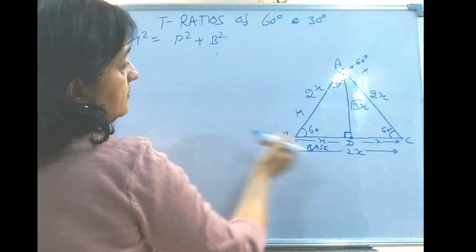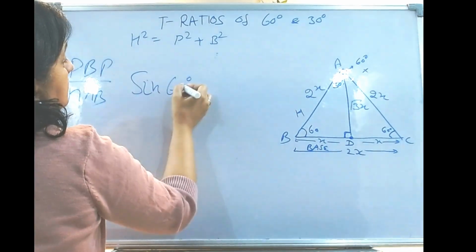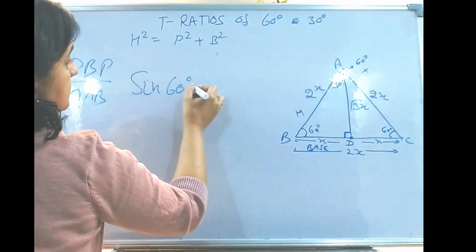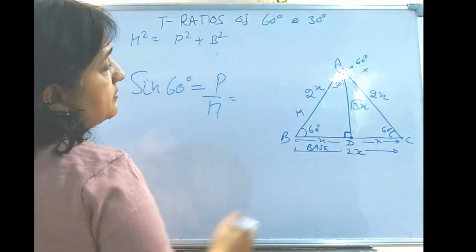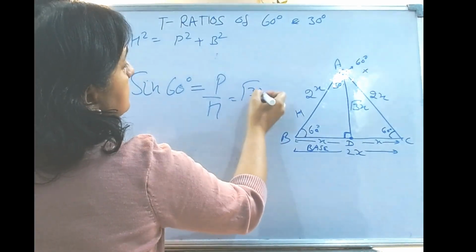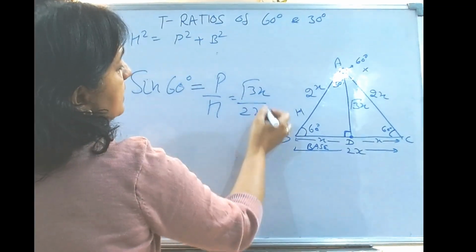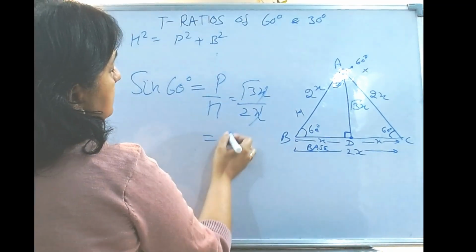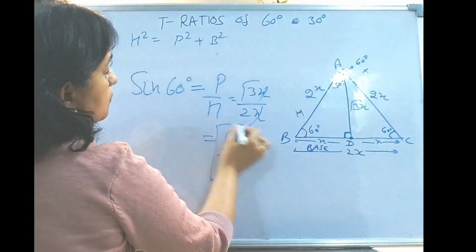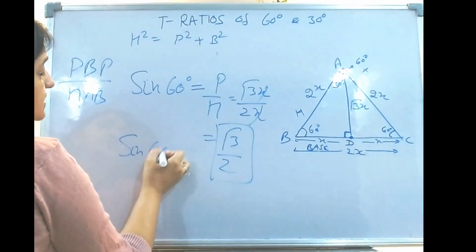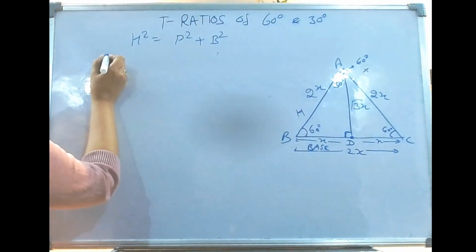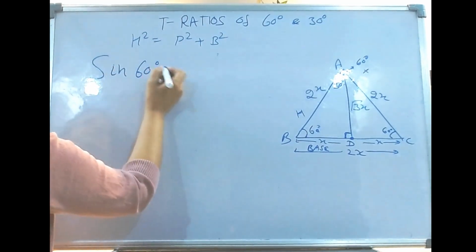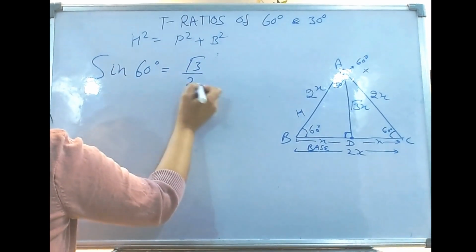In triangle ADB, sin theta, means sin 60 degrees is equals to perpendicular by hypotenuse. Perpendicular is root 3x, hypotenuse is 2x. So it is root 3 by 2. So sin 60 degrees is equals to root 3 by 2.